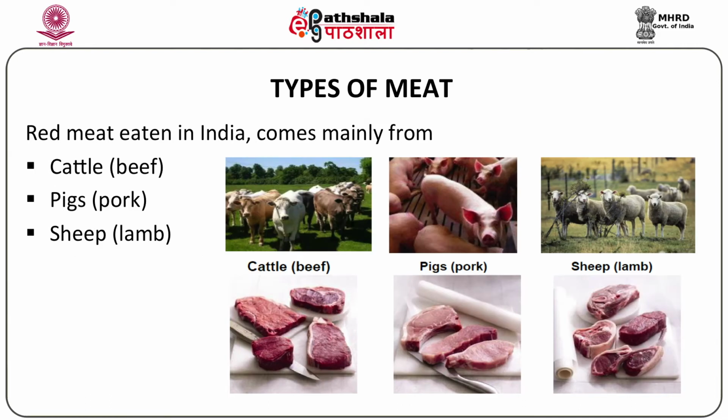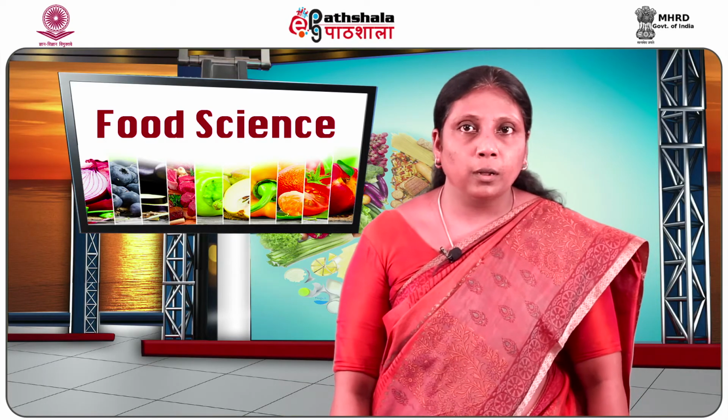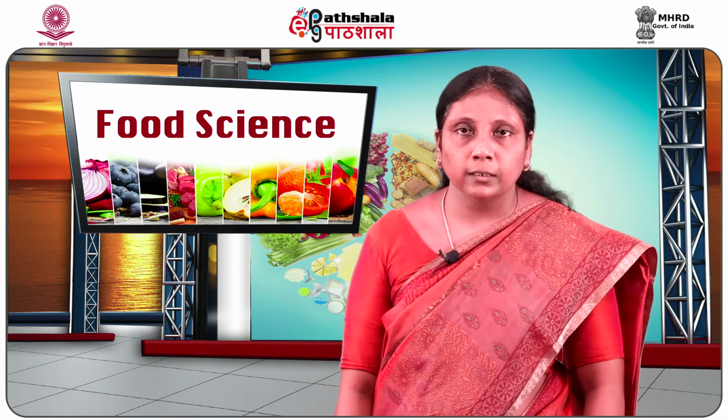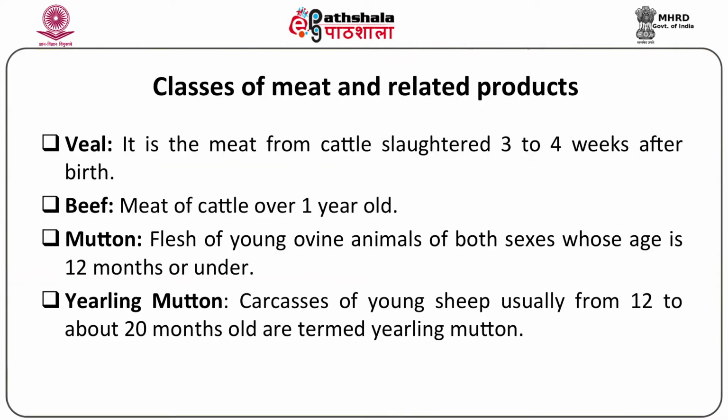This picture will give you an idea of the different types of meat, that is the red meat that is eaten in India, the beef from the cattle, the pork from the pigs and the lamb from the sheep. Okay, now I am going to talk about the different classes of meat. Veal and beef, they are obtained from the cattle. Veal is the meat that is got from cattle slaughtered between 3 to 4 weeks after birth. So it is the meat of the young calf. The beef is the flesh or the meat of the cattle which is over 1 year old.